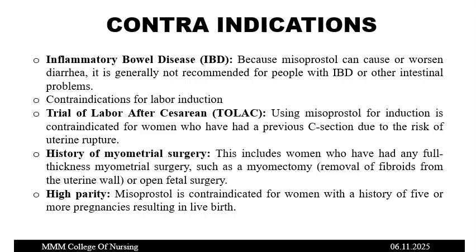risk of uterine rupture. History of myometrial surgery. This includes women who have had any full thickness myometrial surgery such as myomectomy for the removal of fibroid from the uterine wall or open fetal surgery. High parity. Misoprostol is contraindicated for women with a history of 5 or more pregnancies resulting in live birth.